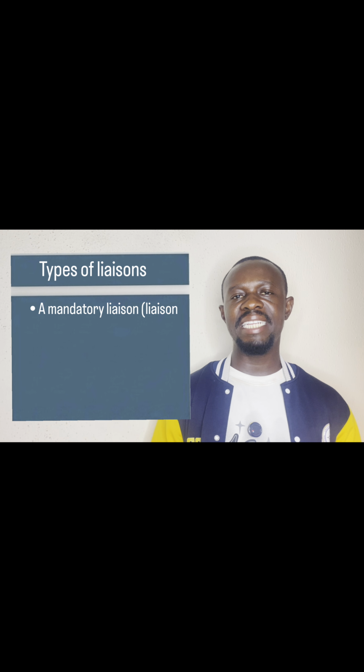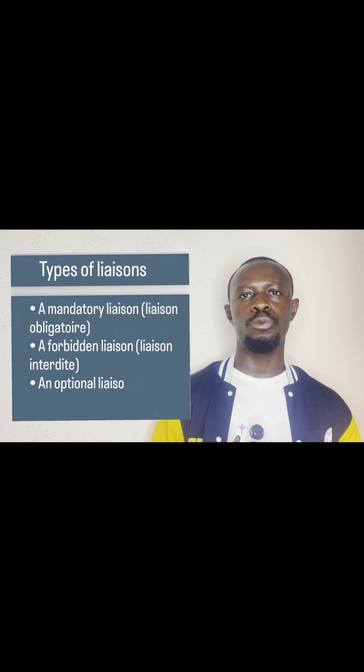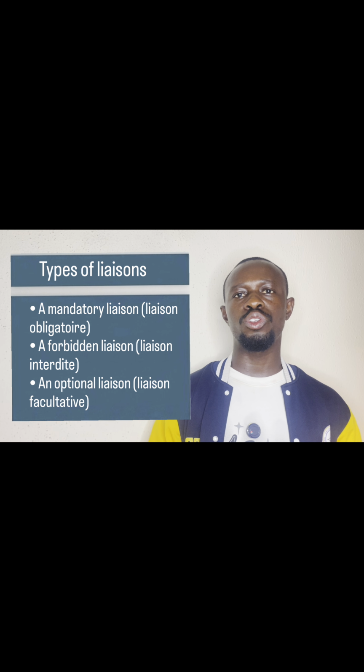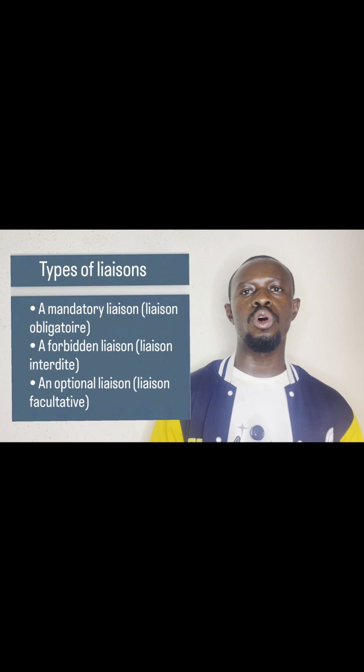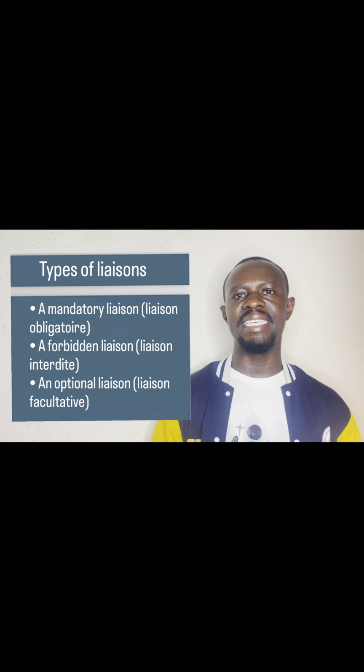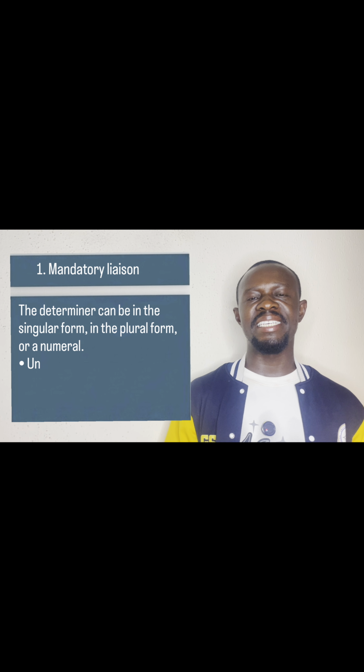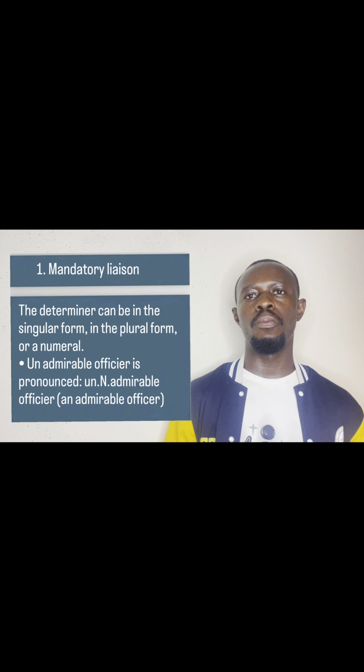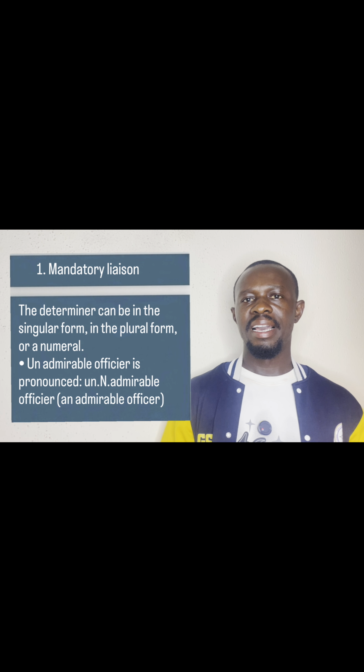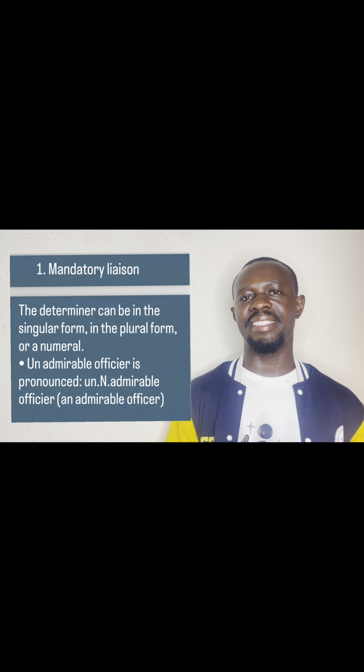Okay, so we have three types of liaison in French. We have the mandatory liaison, which is liaison obligatoire. We have forbidden liaison, which is liaison interdite. And we have optional liaison, which is liaison facultative. For the mandatory liaison, the determiner can be in the singular form, in the plural form, or a numeral. The liaison is mandatory between the determiner and the adjective.